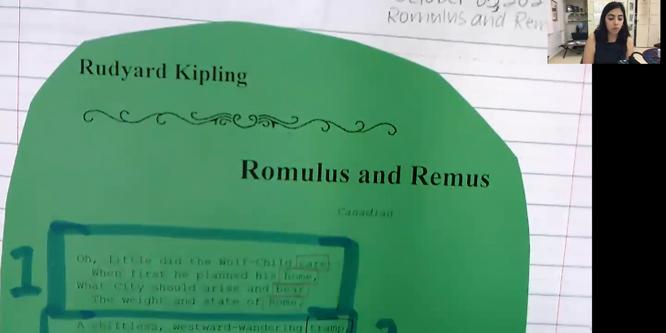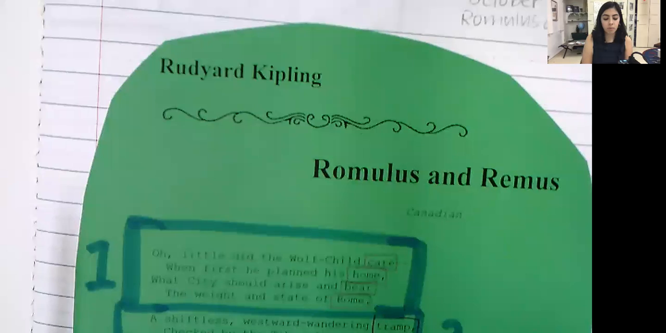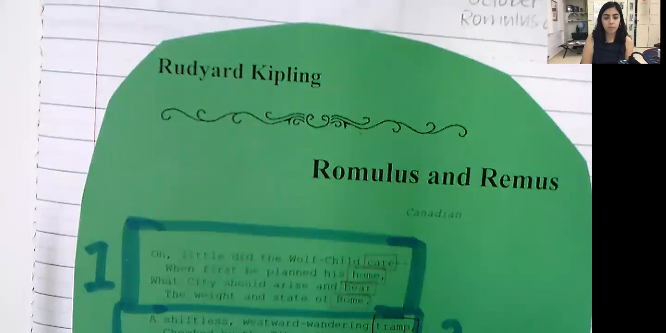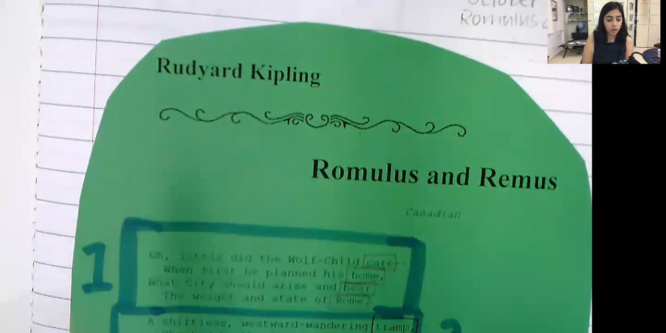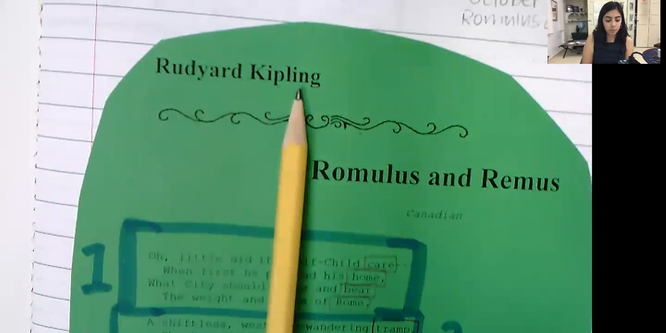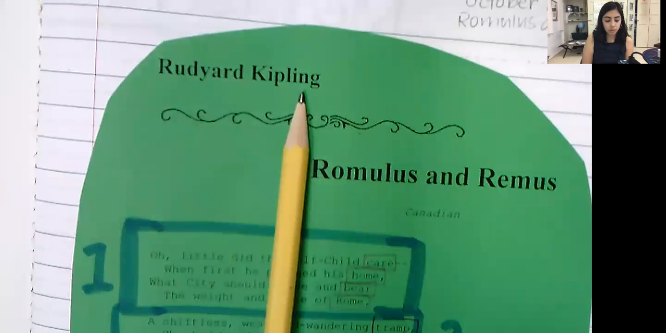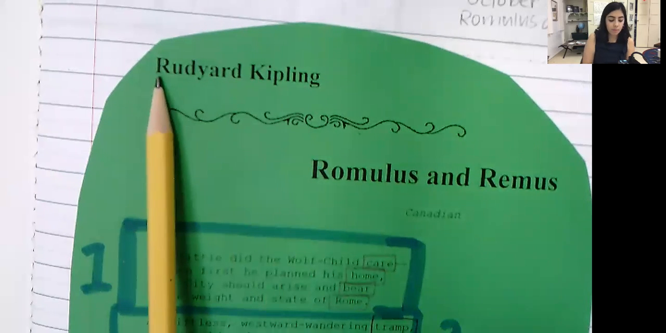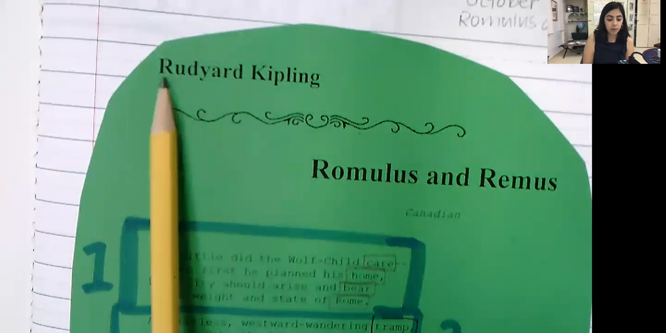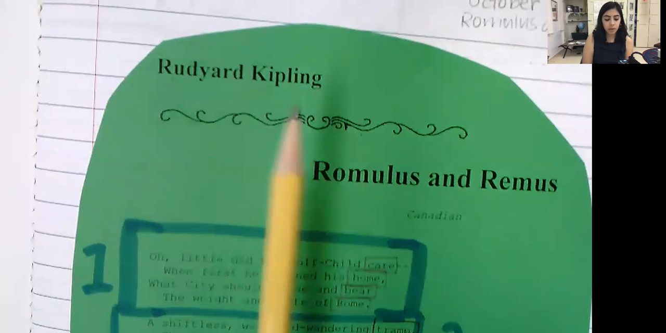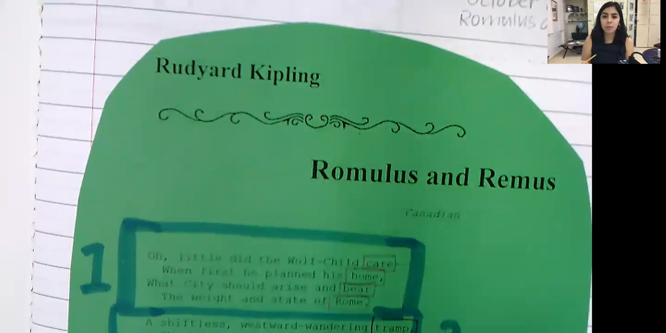Now let's look at Rudyard Kipling. That's the name of the person who wrote it. Rudyard Kipling, right? They capitalized his name and his last name. We always capitalize the names of people.